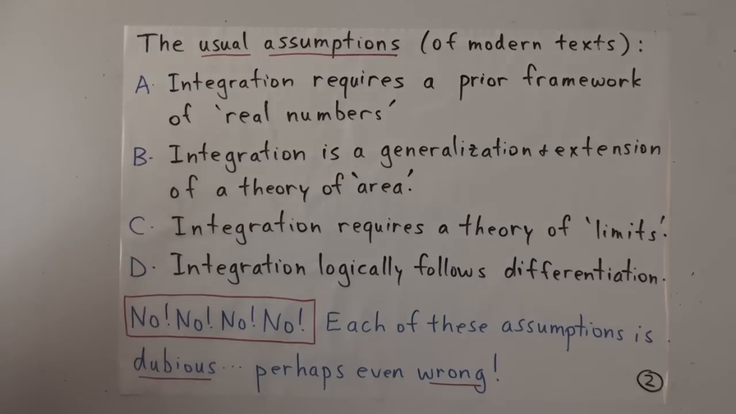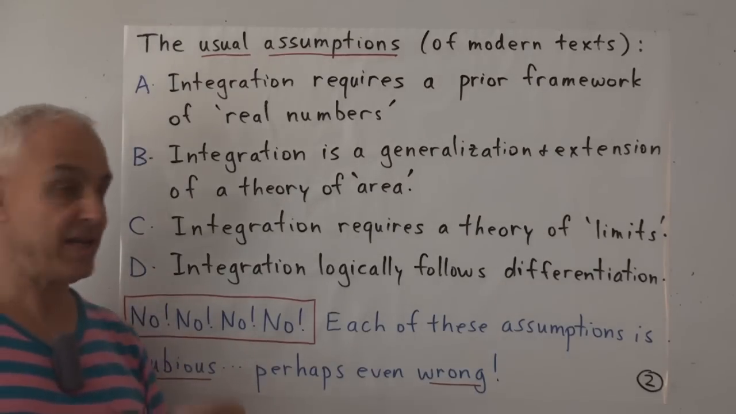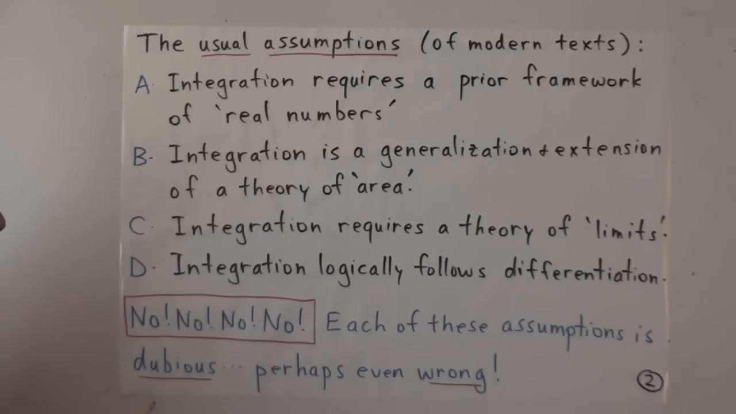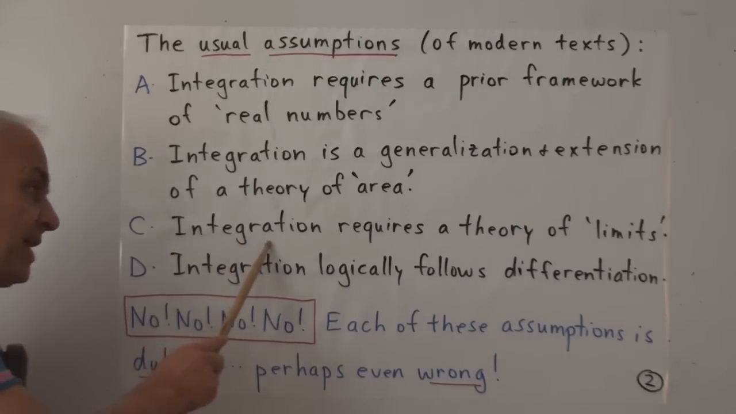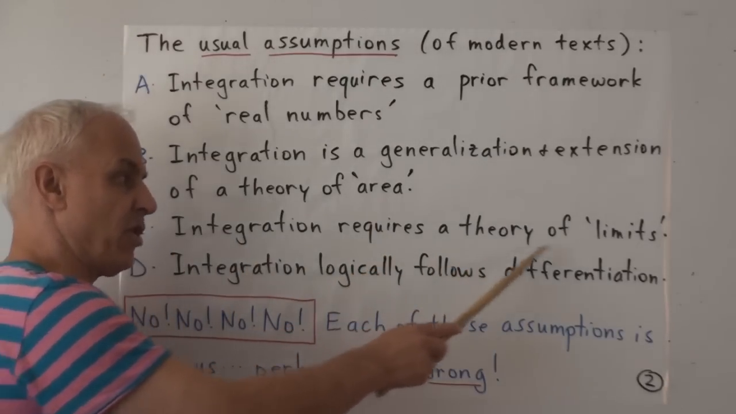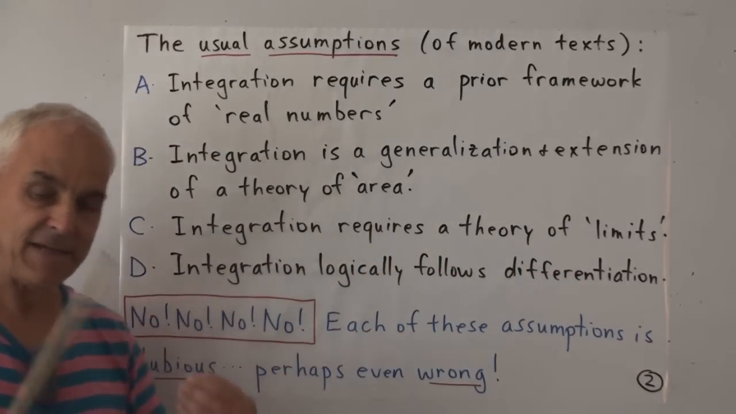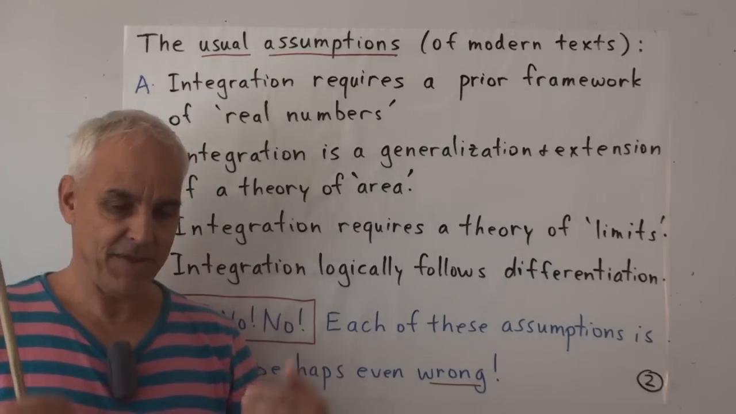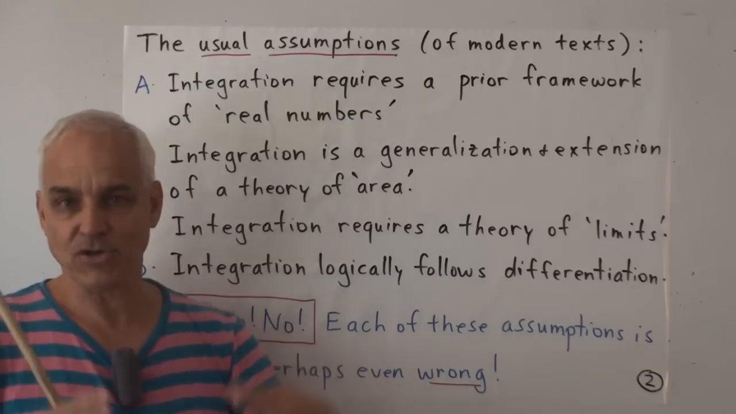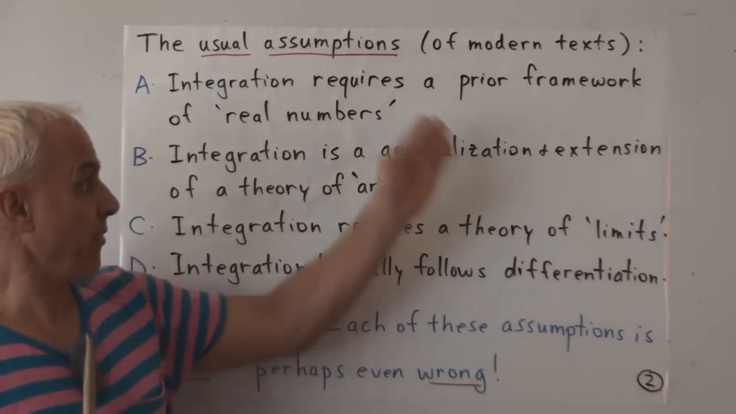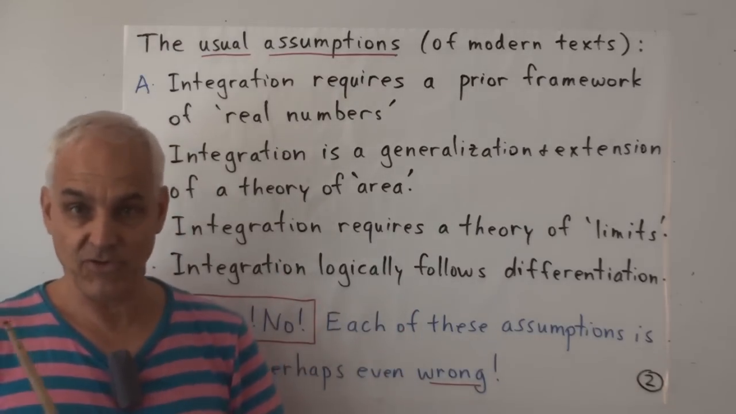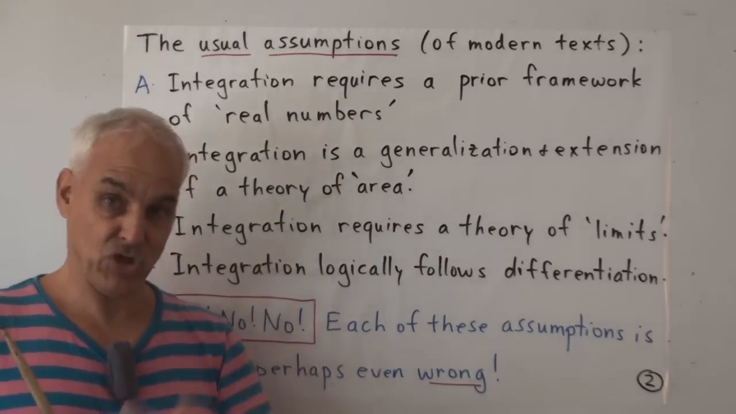That in order to set up integration, we need, first of all, to understand irrational numbers, and we need to model the continuum as the so-called real numbers. The next assumption is that integration is a generalization, an extension of a prior theory of area. Another important assumption is that integration requires a theory of limits, that it's intimately connected with infinite processes. These infinite processes are encoded in terms of limits, and that's why we require real numbers to be the limits of these infinite processes involved in the definition of the integral.